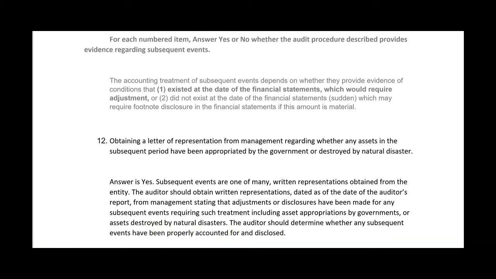Appropriation by the government could mean the government, let's say a foreign government, seizing assets that belong to the entity. If that happens in the subsequent period, you would want a footnote disclosure of that. Same for a natural disaster. Because it did not exist at the date of the financial statements, it's sudden. So that might require footnote disclosure in the financial statements if the amount is material.